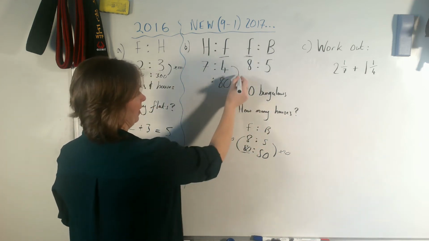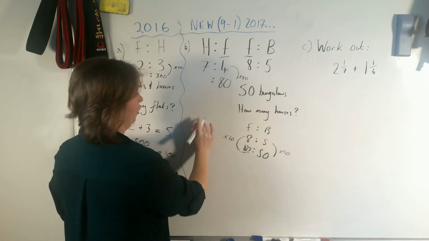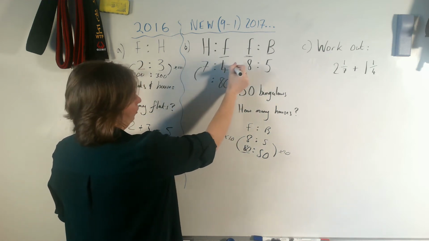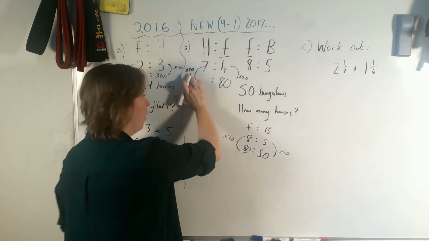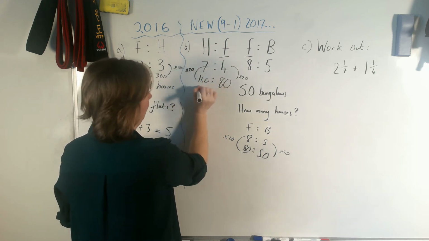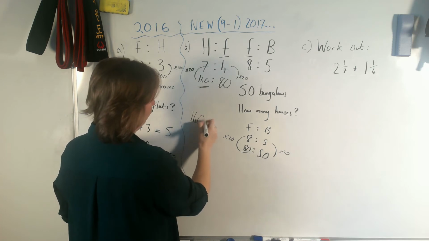4 times something is 80. 4 times 20 is how you make 80. If I'm multiplying by 20 this side, I must do the same here. 2 7s are 14. 20 times 7 must be 140. And there I have my houses, 140 houses.